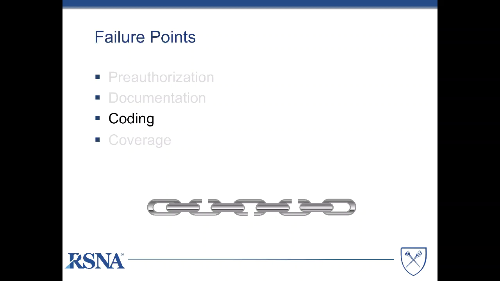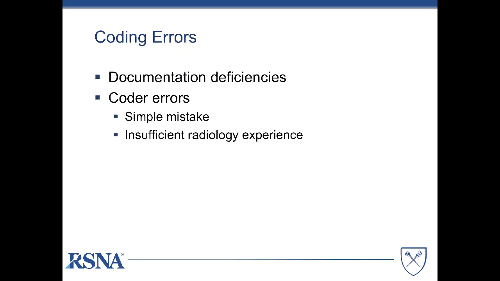Coding, of course, is intimately related to documentation, and so we'll be able to run through this one pretty quickly. Coding errors can happen for two reasons. We've already talked about deficiencies in documentation.